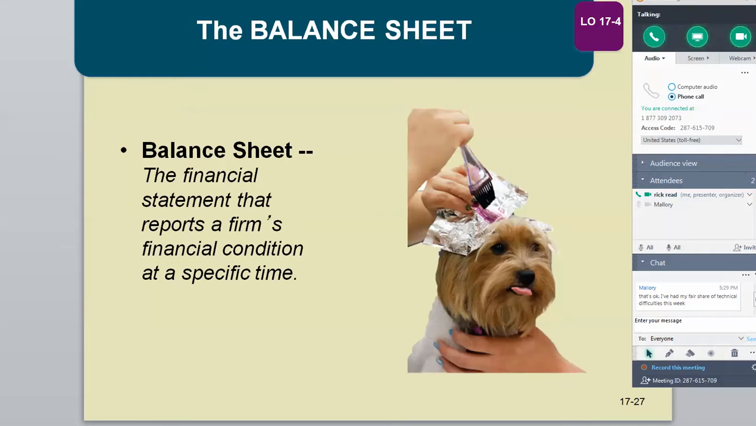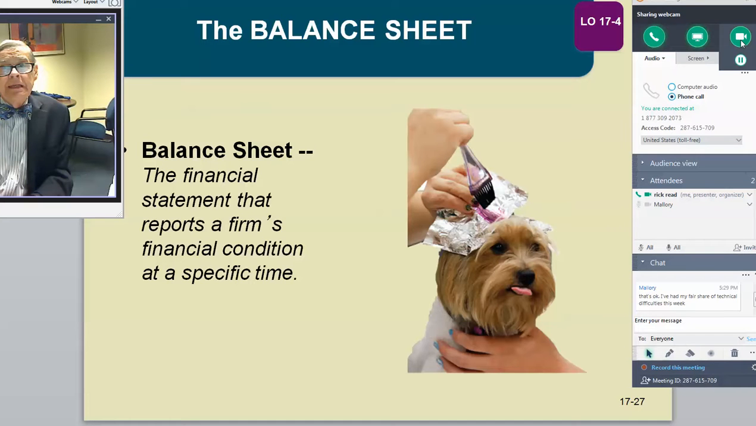This is the balance sheet. It is very important that we keep this and have this set up so we know what we have. This is the firm's financial statement, if you will. We could even say condition, but statement is a better way to say this, at a specific time.